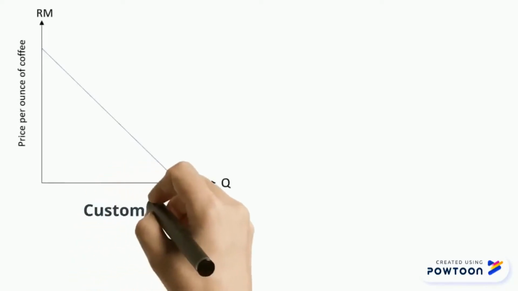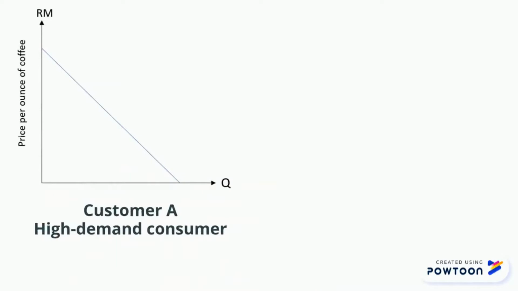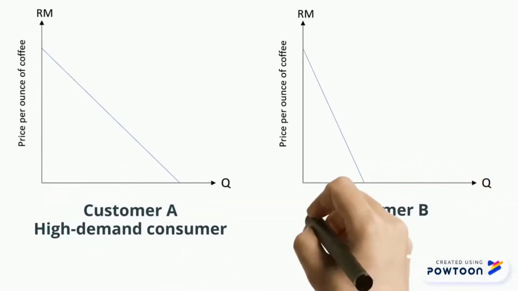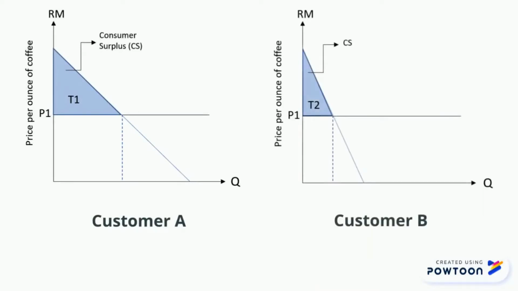As mentioned earlier, coffee lovers are high-demand consumers. Hence, their demand function is more elastic to the price per ounce of coffee. On the other hand, customer type B are low-demand consumers with a less elastic demand function. Since customer A's willingness to pay is high, with a uniform coffee price at P1, they would be enjoying a higher consumer surplus than customer type B.